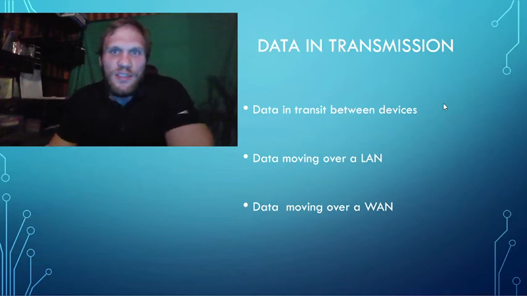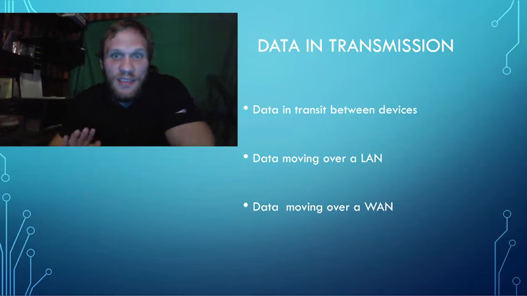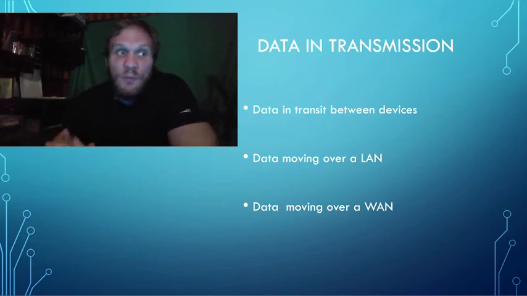Finally, data in transmission. Just like the name suggests, this is data in transit between devices. This can be data moving over a local area network, or it could be much larger data moving over a wide area network, between local area networks, or the internet itself.